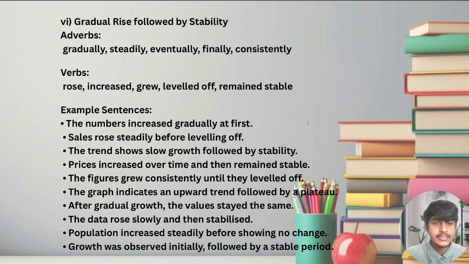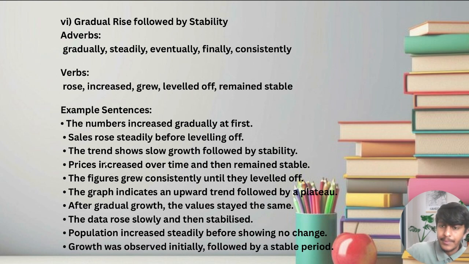So example sentences like the number increased gradually at first. That means this sentence shows a slow initial growth. Just a second. The number increased gradually at first. And sales rose steadily before leveling off. This sentence shows growth followed by no change. The trend shows slow growth followed by stability. This sentence summarizes the entire pattern.